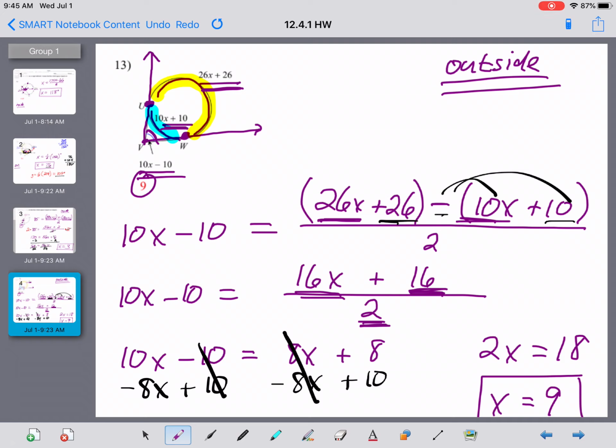Okay, so that takes us through number 13. Problems 14, 15, and 16 work in a similar manner there. So give that a shot, check all your answers, and let me know if you guys have questions.